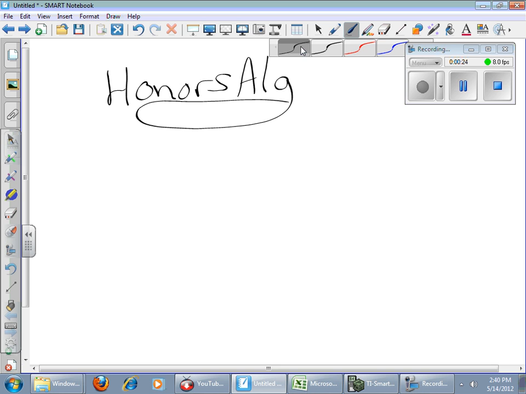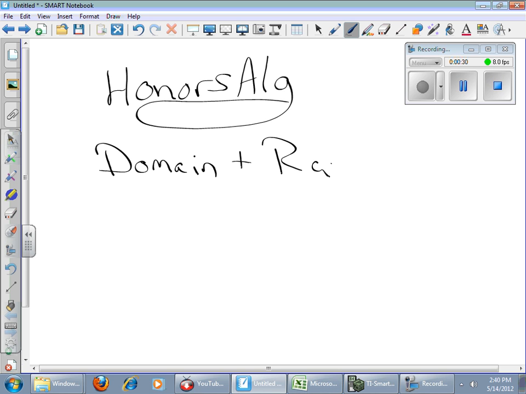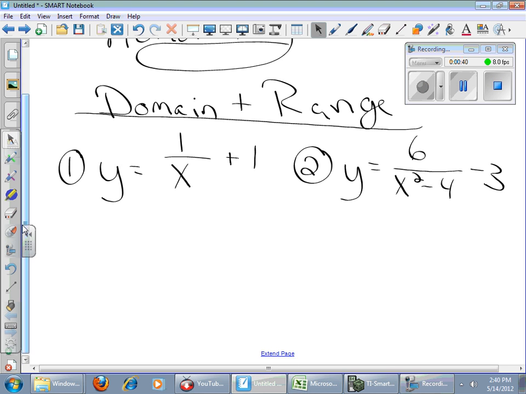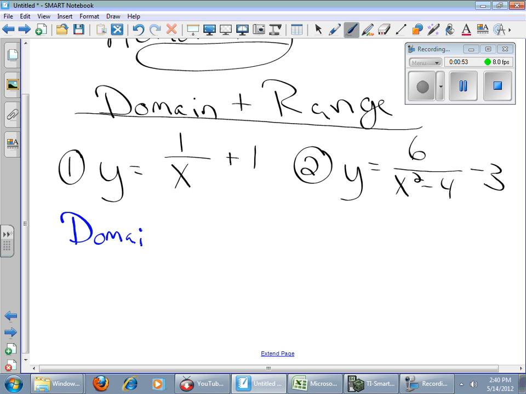All right, and we're going to start first of all with domain and range. Okay, so first of all, let's take these two equations, and we are going to find the domain and range of each of these equations. All right, first off, remember I'm going to do my domain and I'm going to start with all real numbers.